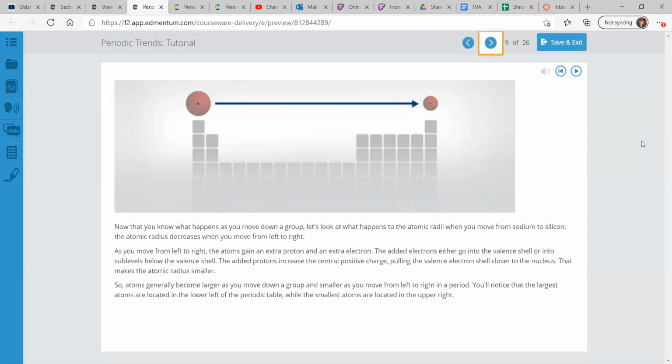So atoms generally become larger as you move down a group and smaller as you move from left to right in a period. You'll notice that the largest atoms are located in the lower left of the periodic table, while the smallest atoms are located in the upper right. So smallest in the upper right, largest in the lower left.